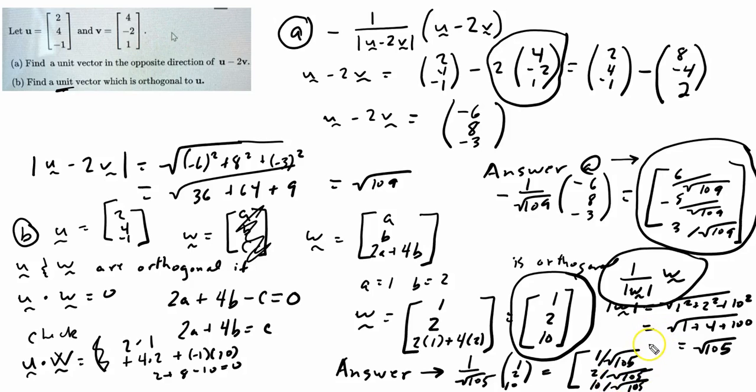Okay. And so that's our answer. And if you take the dot product of those two, you get 0. And this is a unit vector. So I hope that this helps you. And that ends the video.